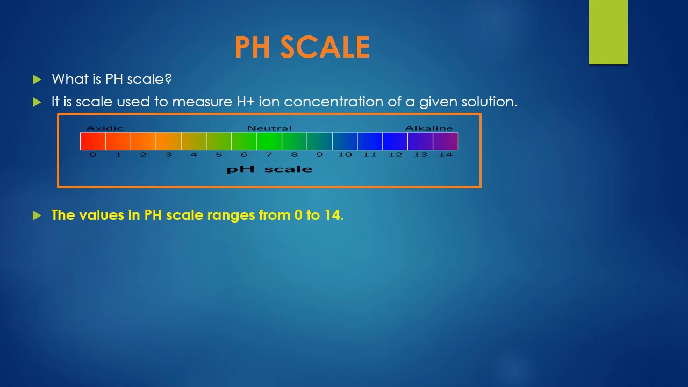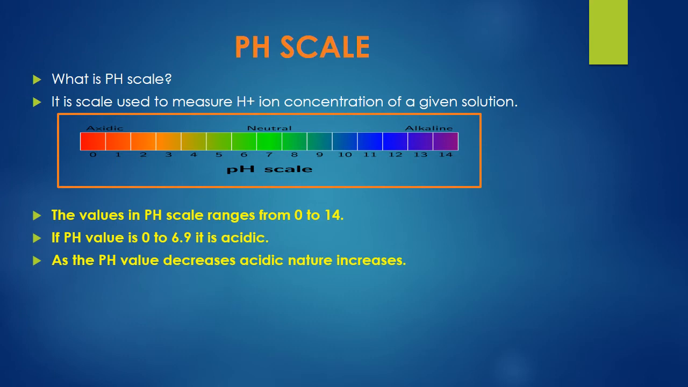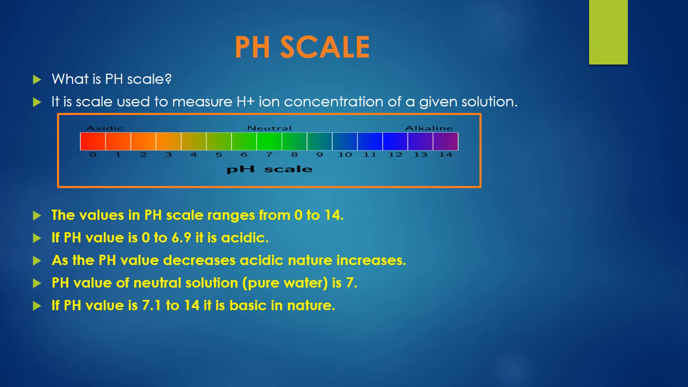Point number 1, the values in the pH scale range from 0 to 14. The second point is, if the pH value is 0 to 6.9, the solution is acidic in nature. The third point is, as the pH value decreases, the acidic nature increases. Once again I am repeating, if the pH value decreases, acidic nature increases. The next point is, the pH value of a neutral solution, that means pure water, is 7. Very important, the pH value of pure water is 7. The next point is, if the pH value is 7.1 to 14, it is basic in nature. As the pH value increases, basic nature also increases.